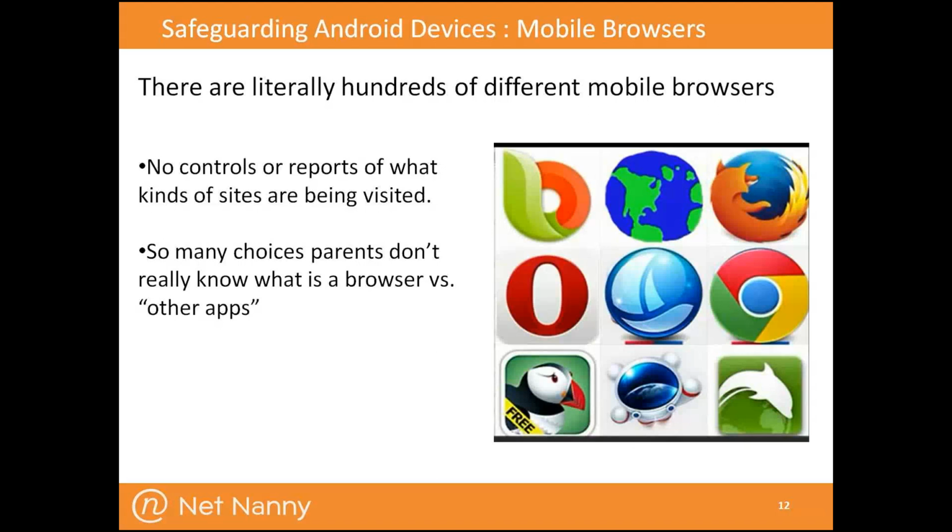So anyways, the point of mobile browsers is that there are hundreds of these, and there's new ones coming out all the time. They're typically free. They're found on the Google Marketplace or Amazon. You can download them from other locations. All these browsers basically do the same thing.